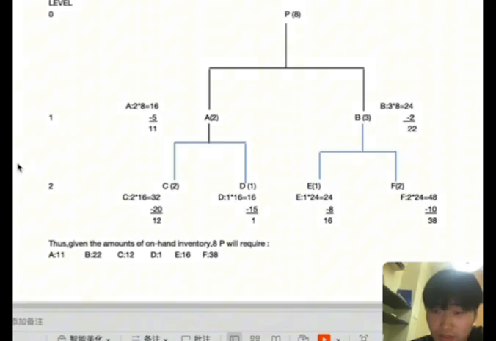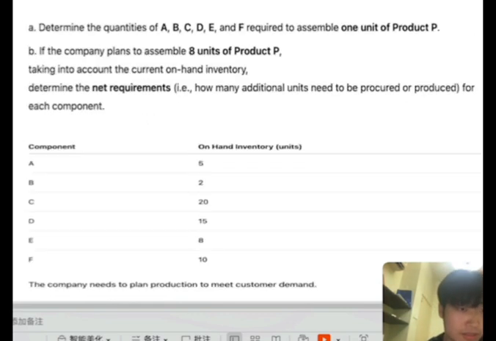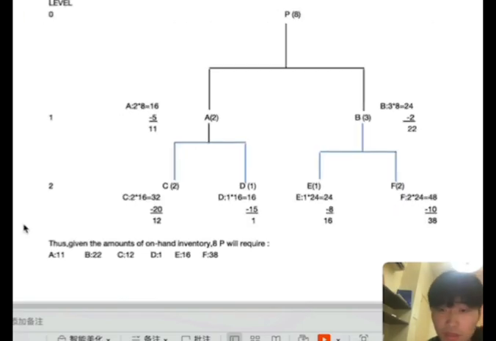Now I want to emphasize the second question: how to calculate net requirements when inventory is considered. The question is to determine the net requirements and take into account the current on-hand inventory. We simply subtract the on-hand inventory from the gross requirements we calculate from the product tree.